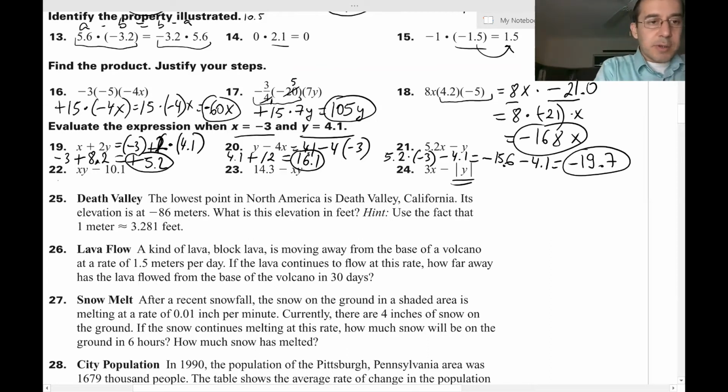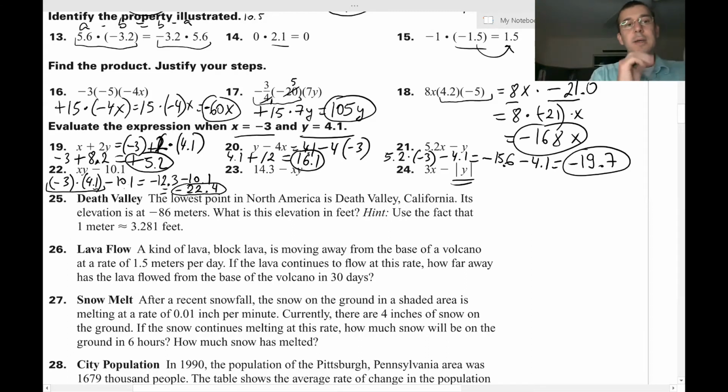22, x, which is minus 3, times y, which is 4.1, minus 10.1. First, we have to do multiplication first, right? Two numbers with different signs, so minus. 3 times 1 is 3, 3 times 4 is 12. There is one decimal place, so minus 12.3, and then minus 10.1. We're adding up two negative numbers. This is minus 12 and 10, 22. So 22.3 and 0.1 is 0.4. So minus 22.4 is the answer for 22.